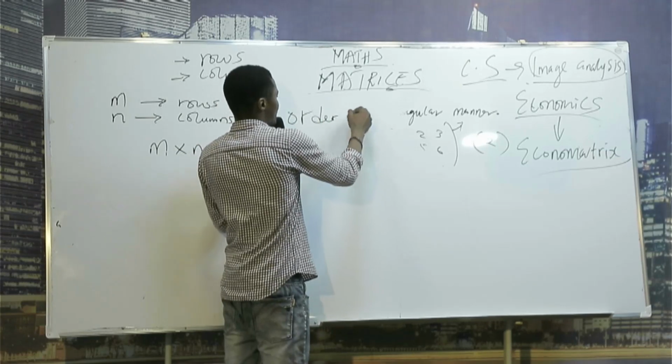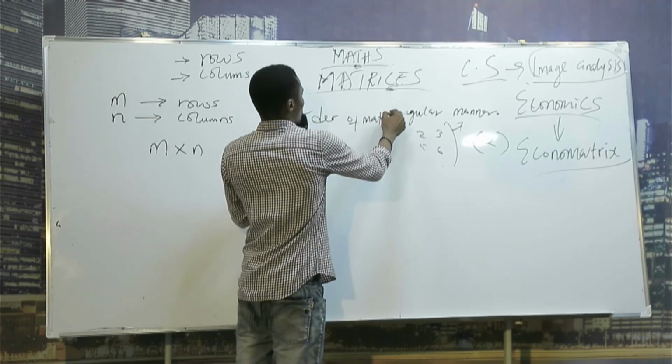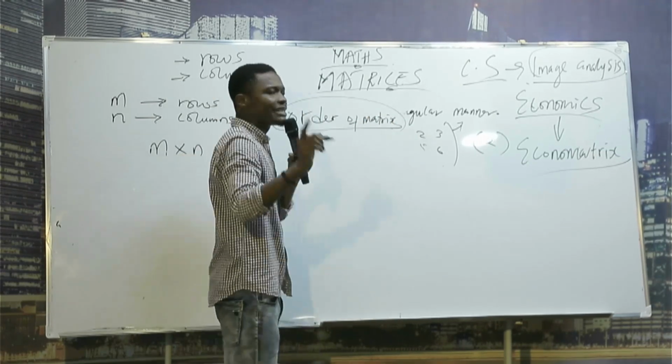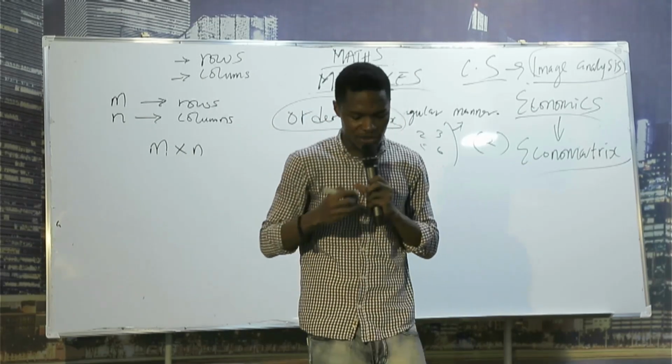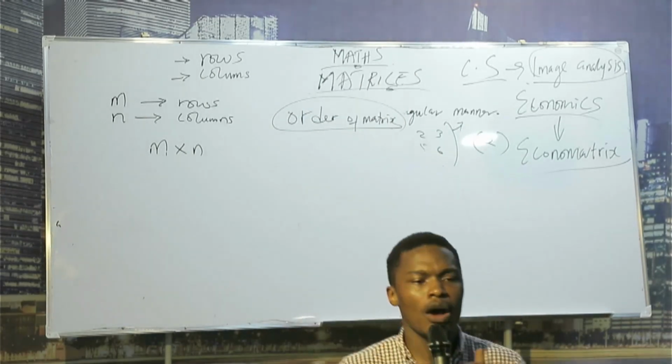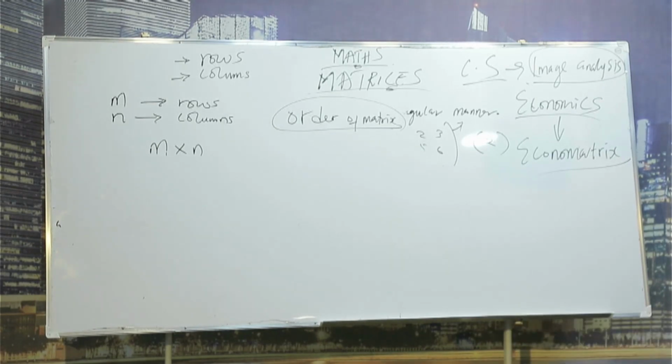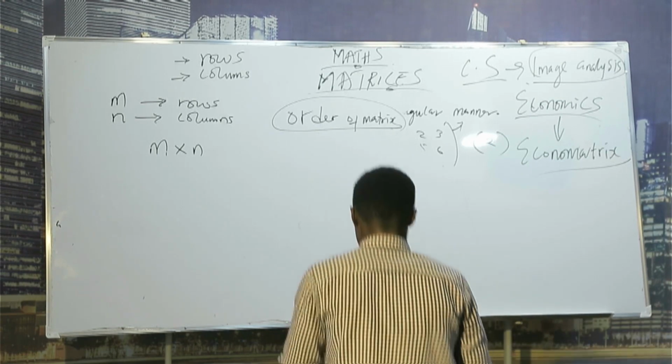Order of a matrix. I want you to pay attention, even though you already know matrices. Trust me, you don't know matrices. I want you to understand all the basics so that you don't get confused. Class, when we talk about order of a matrix, what do we mean by that?